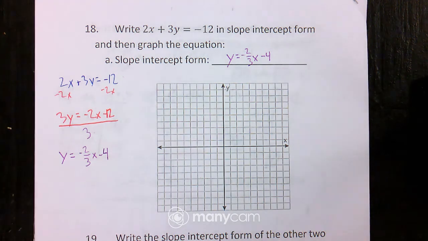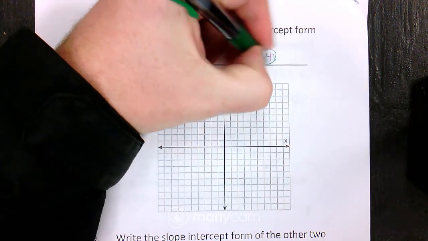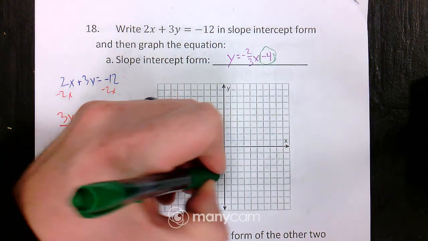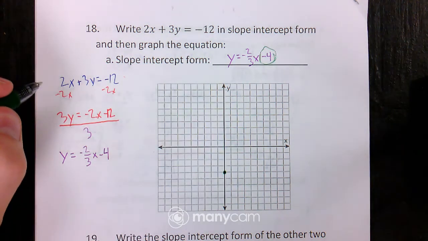Now I just have to graph it. Simple enough. I take my y-intercept, which is always this term right here. That's where I start on my y. So I go 1, 2, 3, 4. Make sure you get the right starting point. A lot of you guys keep messing up your starting point. Get the right starting point.